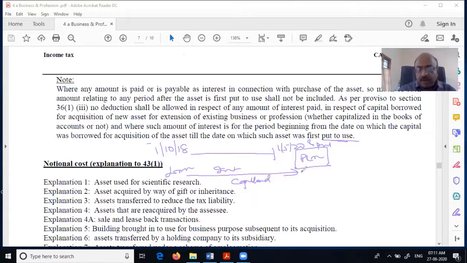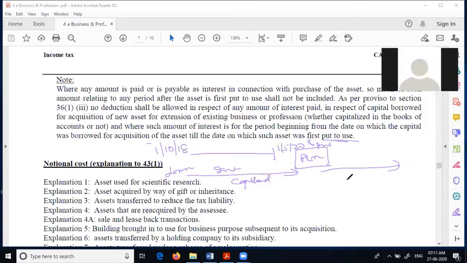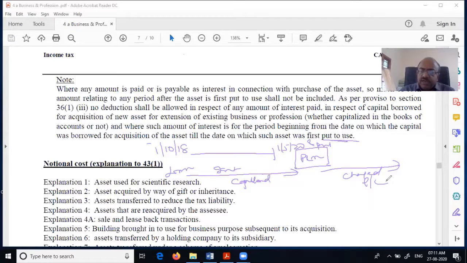So interest up to the date of putting it to use will be capitalized. Only after putting it to use, whatever interest there is, unless you have done a repayment, will be charged to P&L as a normal charge. It's an interest cost expense. Therefore, you have to understand that the interest prior to putting an asset to use, specifically if you have taken a loan for it, needs to be capitalized.